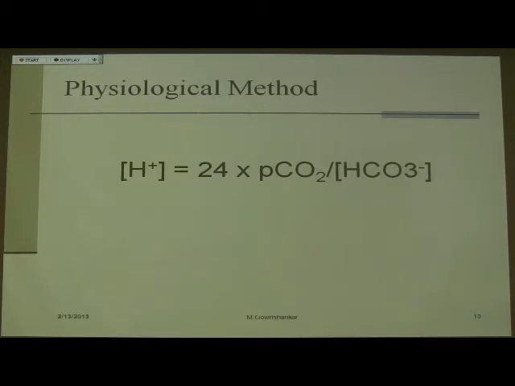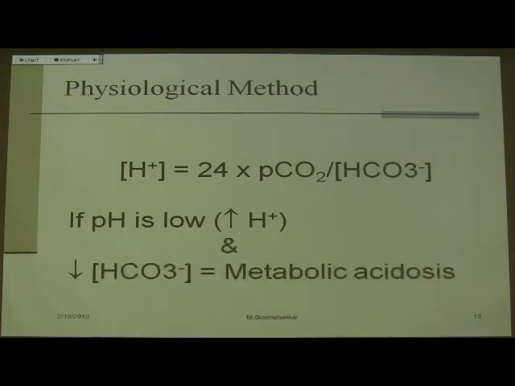So what do I mean by physiologic method? In the physiological method, we use the Henderson-Hasselbalch equation, as I said. So we have hydrogen ion concentration that's equal to a constant after you resolve for the pK of the solution. So it's 24 for the bicarbonate CO2 mix times PCO2 divided by bicarbonate concentration. So therefore, if the pH is low, which means the hydrogen ion concentration is high, and if the bicarbonate is low, then automatically we say that the patient has got metabolic acidosis.